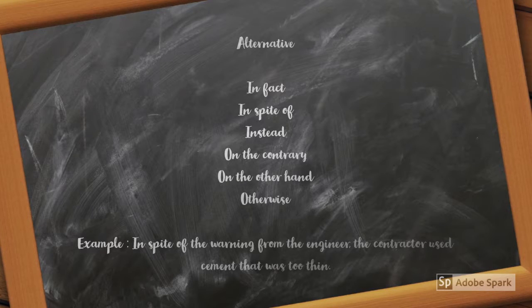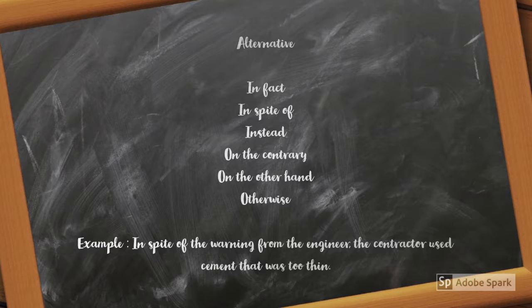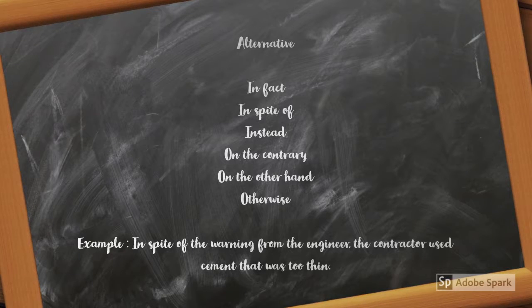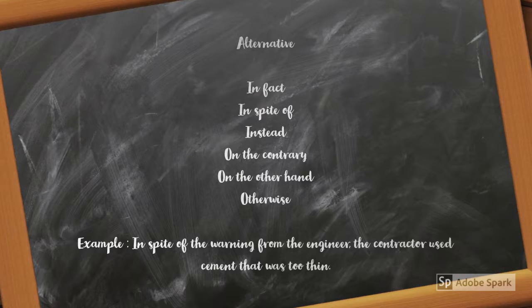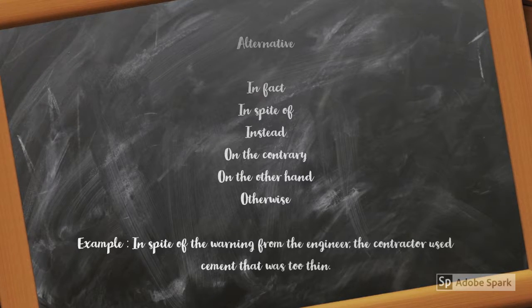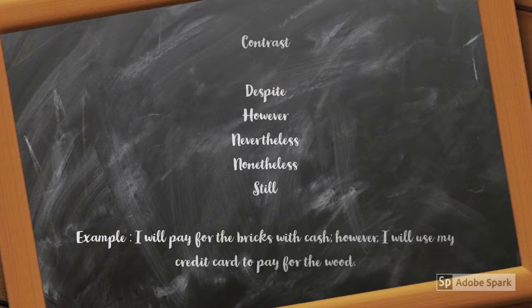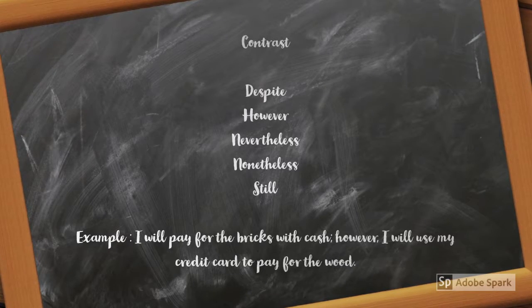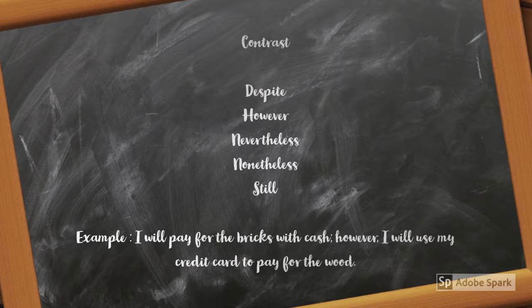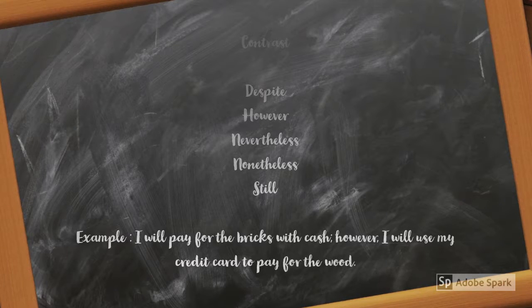For an alternative, use in fact, in spite of, instead, on the contrary, on the other hand, or otherwise. For example, in spite of the warning from the engineer, the contractor used cement that was too thin. For a contrast, use despite, however, nevertheless, nonetheless, or still. For example, I will pay for the bricks with cash, however, I will use my credit card to pay for the wood.